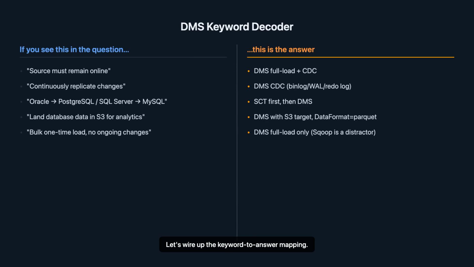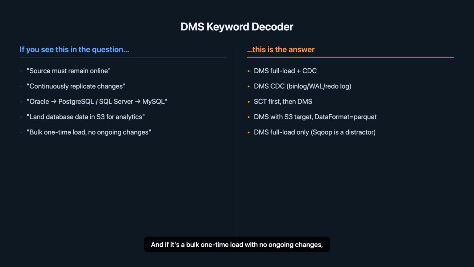Let's wire up the keyword to answer mapping. If the question says the source must remain online, that's full-load plus CDC. If it says continuously replicate changes, that's CDC reading the transaction log. If it names two different engines like Oracle-to-PostgreSQL, that's SCT first, then DMS. If it wants database data landing in S3 for analytics, that's DMS with an S3 target in Parquet format.